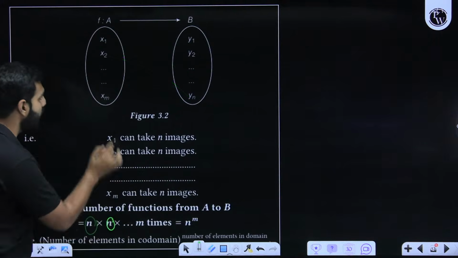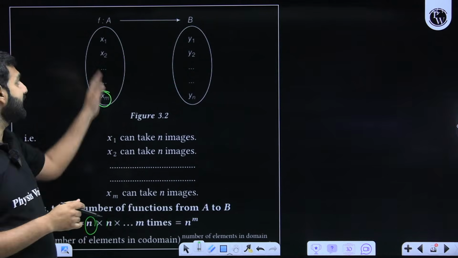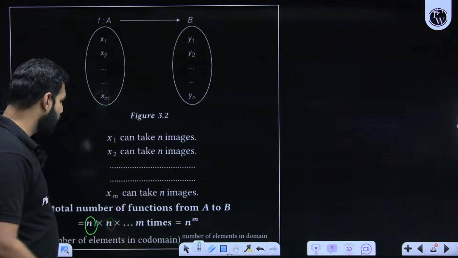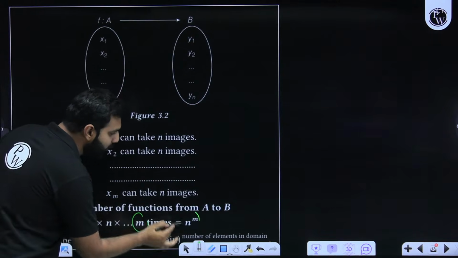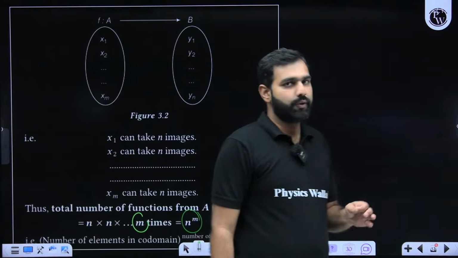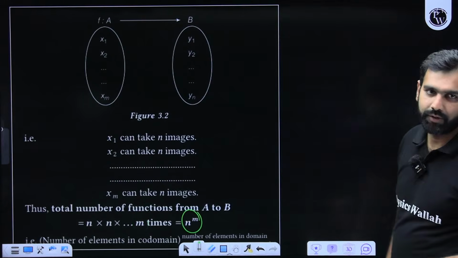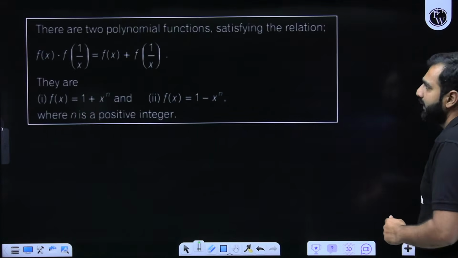So n into n, and there are m elements in this set A, which is the domain set. So n gets multiplied m times. So n to the power m will be the total number of functions from set A to B. I hope you won't forget that. With that, can we move ahead?